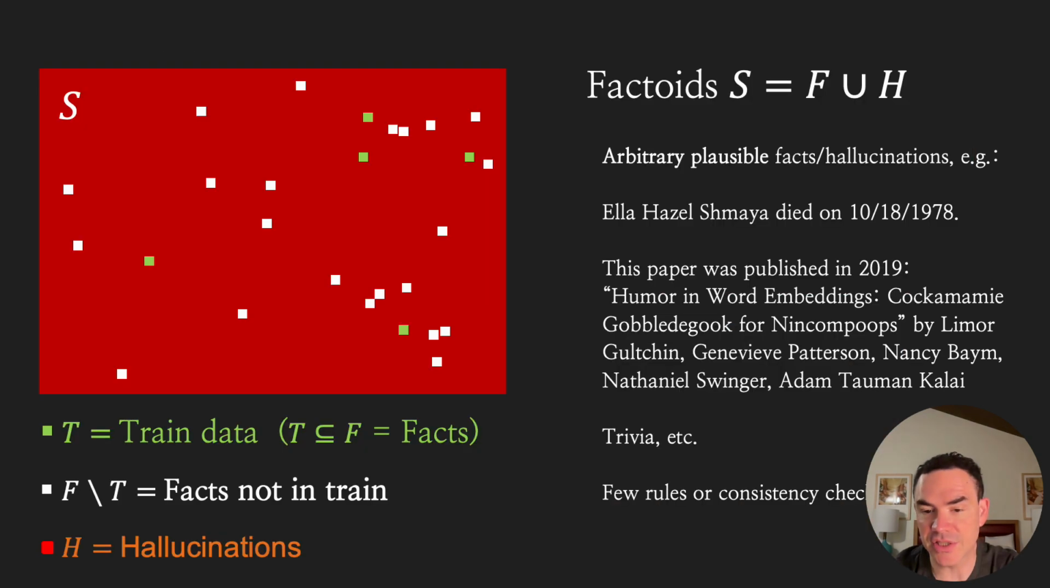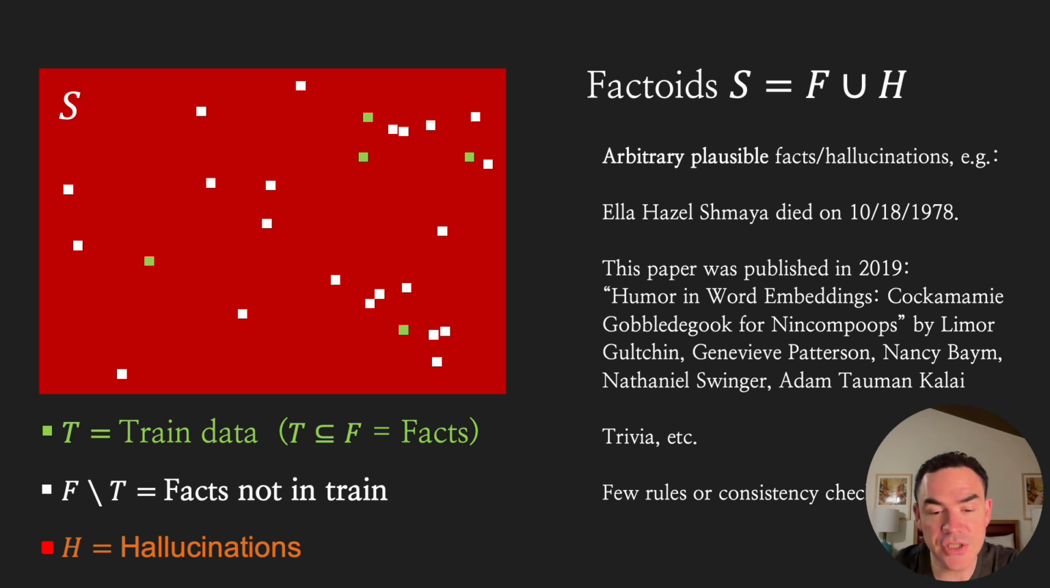Okay. An interesting question. So these factoids, mathematically we can model them as a set S, and we'll partition it into facts, F, and hallucinations, H. And in this case, we can draw the picture and show you. Here we're going to draw the training data in green. So the training data is assumed to be a subset of the facts. There are no errors. And then there are the facts not in the training data, which are in white. And there are many more of those than the training data.